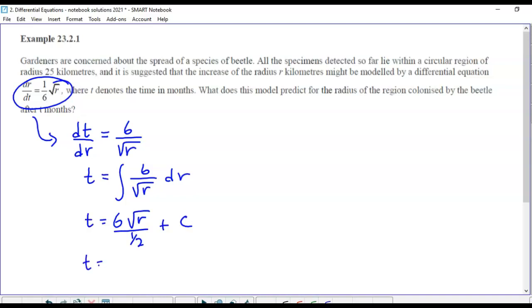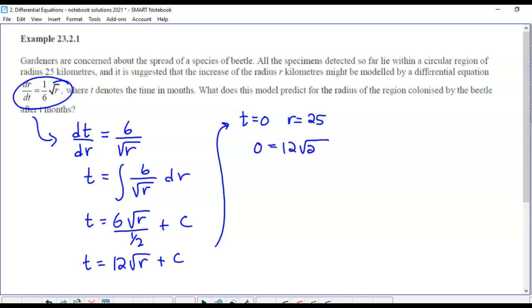So t equals, that's really 12 root r plus c. Initial condition: at t equals 0, the radius is 25. So at t equals 0, 12 times root of 25 plus c is 12 times 5 plus c. So c equals negative 60. Therefore your equation is t equals 12 root r minus 60.